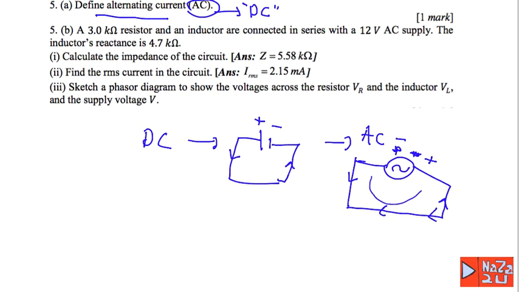So the current flow in the first part is from the left to the right, and the second part is from the right to the left. So alternating current alternates, or changes its direction, at a regular interval of time T. This is a direction change, and this is a fixed direction. So this is how you can define the electric current.